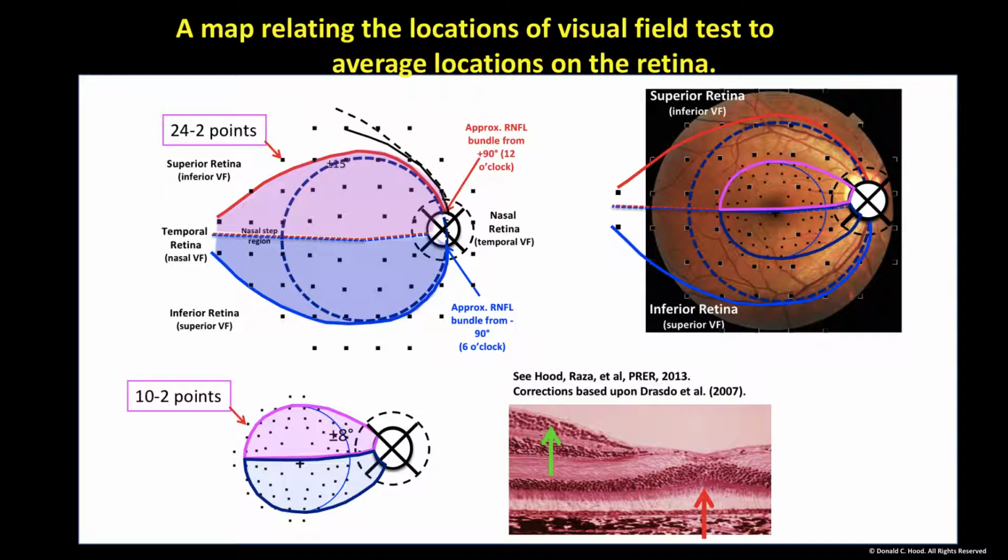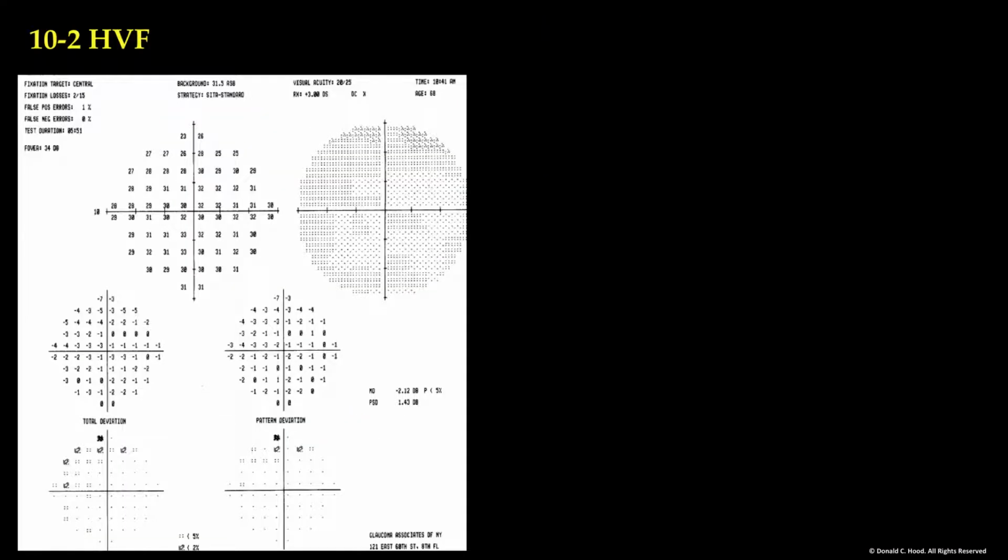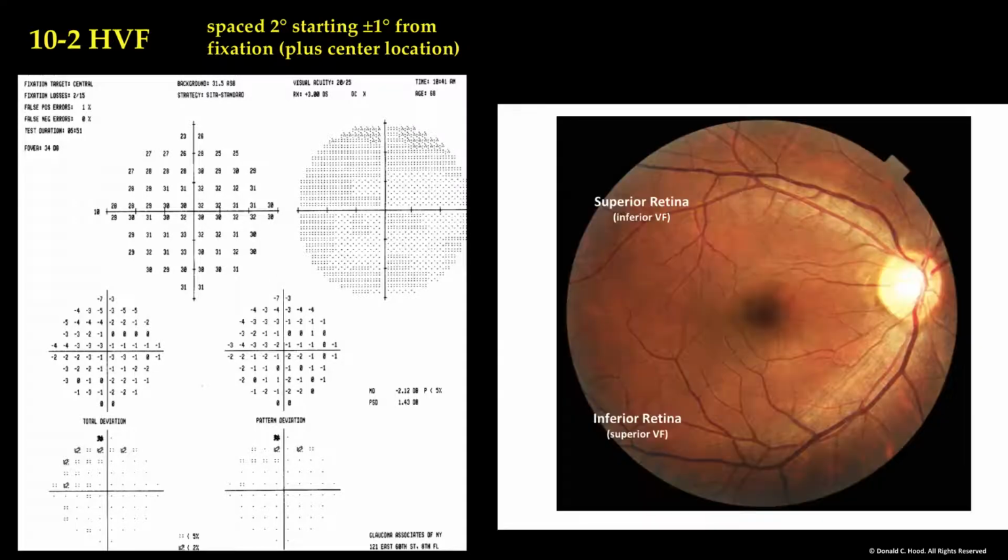From Christine Curcio's lab. All right, so in addition to the 24-2, the clinician has at his or her disposal the 10-2 Humphrey field. And let me just remind you, or tell you, as the case may be, that this visual field has points that are heavily concentrated in the macula because they're spaced every 2 degrees, starting up and over by 1 degree. So there are the 10-2 points.